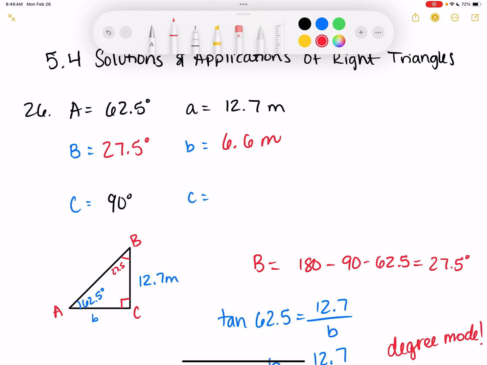Now, to find the third side, I could use the Pythagorean theorem at this point, but because we already know how to do that, we're going to use another trig function to solve for the other side.